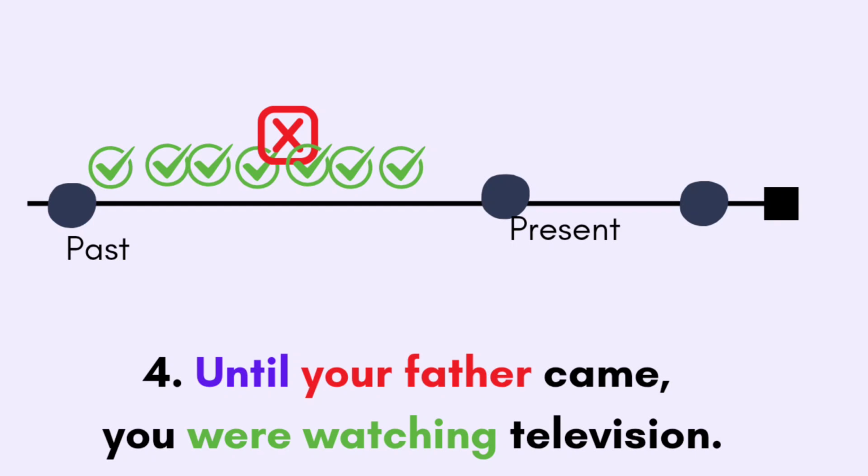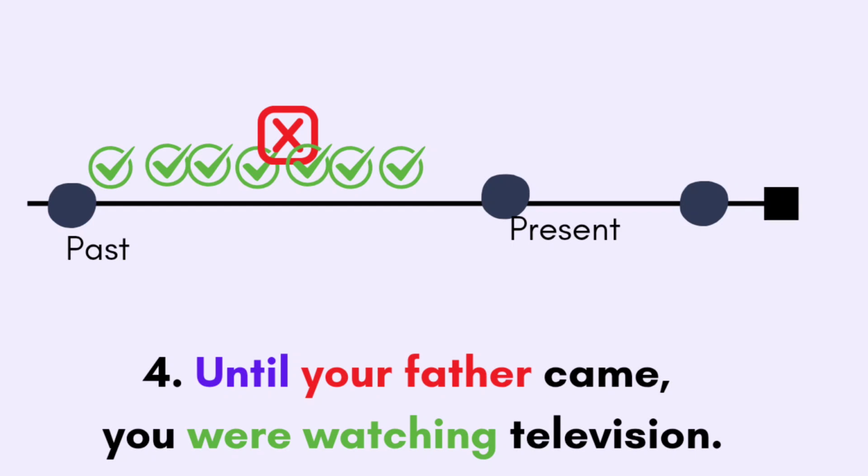Fourth example: until your father came, you were watching television. Here, until, before, when, these are interrupters. So they come in the middle, okay? They come in the middle of one continuous action. Here, before your father came, you were watching television. But how long you were watching television is not required, okay? You were just watching television until your father came. Even after your father came, you continued watching television, right?